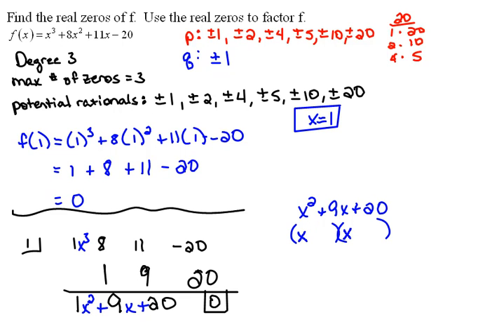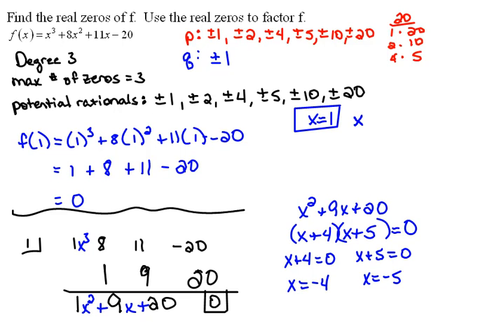So let's see, if I factor this, 20 would be 4 times 5, and a plus 4 and a plus 5 would give us a positive 9. So to continue solving for x-intercepts, I would set each factor equal to 0. So x equals negative 4 and x equals negative 5. So there are my other two x-intercepts. We had one at 1, negative 4, and negative 5.